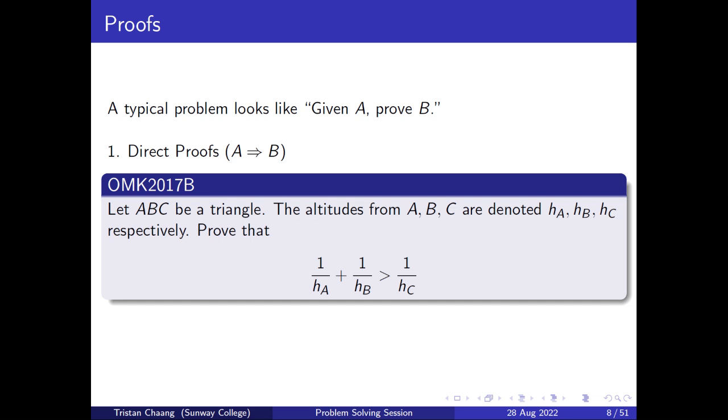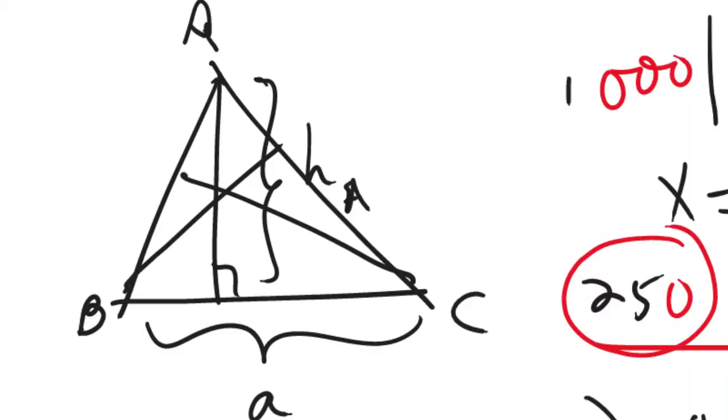So I'll let you guys think for a few minutes and see if you can think of anything out of this. So, altitudes. Just to explain what an altitude is, if you have a triangle ABC, and let's say this is A, then this is what we call the altitude at A, so HA. And then you do the same for B, this is HB, and this is HC.